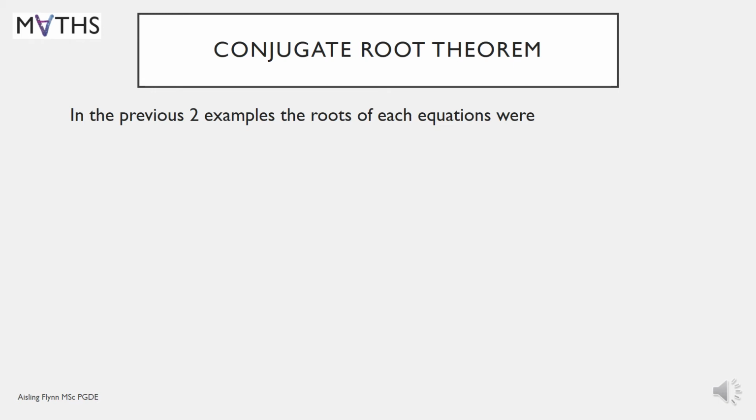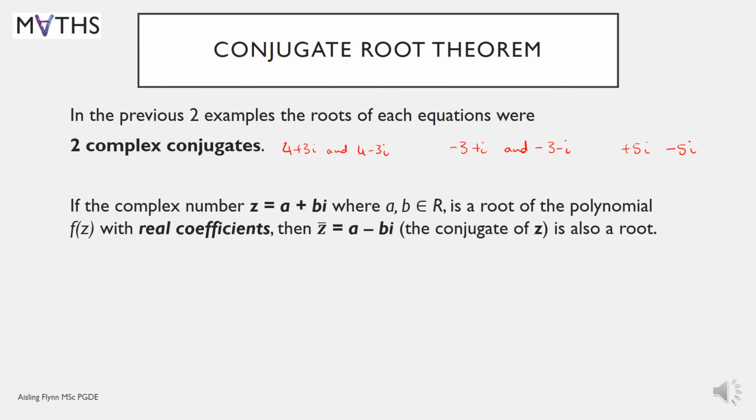Okay, so in the previous examples, the roots of each equation were two complex conjugates. We had something, I can't quite recall, it was 4 plus 3i and 4 minus 3i. The previous one was minus 3 plus i and minus 3 minus i. And the very first one we had plus 5i and minus 5i. So they appear as conjugate roots, and this is the case for all of this type of equation.